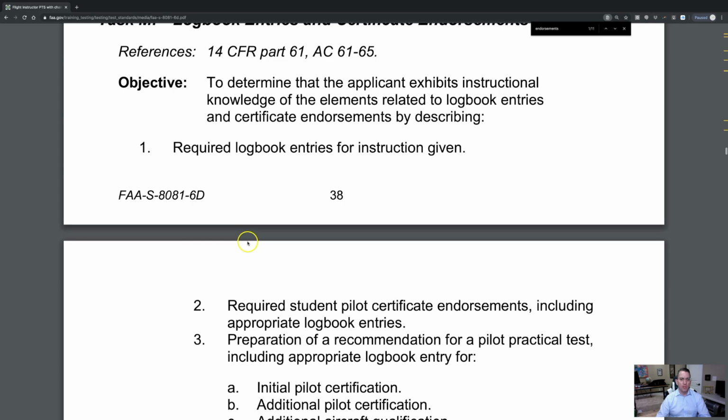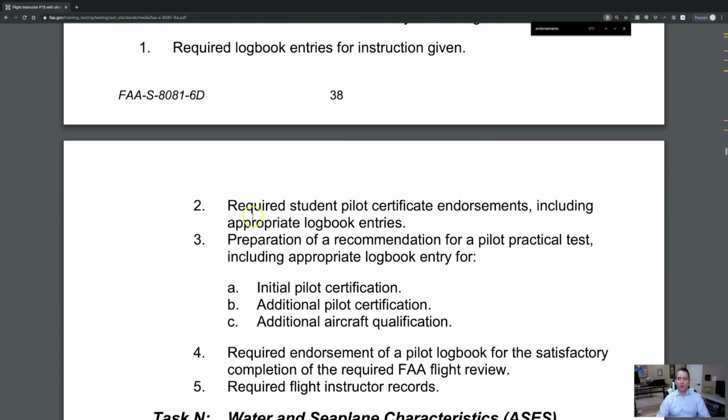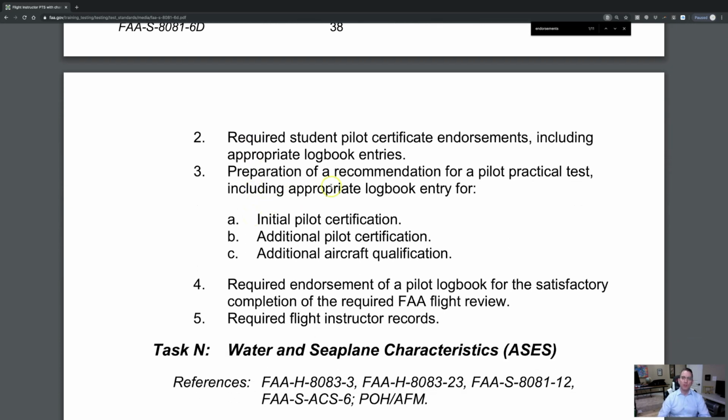Okay, let's go on to number 2 here. Number 2 states the required pilot certificate endorsements, including appropriate logbook entries. Now, first off here, because this is kind of outdated, they try to make the PTS updated, but it's really not. It's actually kind of outdated, specifically because it says required student pilot certificate endorsements. This is something that's prior to February of 2016 when the FAA did away with the student pilot paper certificate.